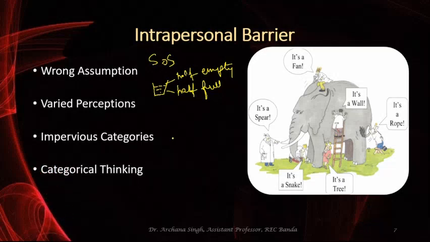Categorical thinking is when people feel that they know it all. They are also known as pansophists. Pansophists are the people who feel that they know each and everything. So this type of thinking exists in people who feel that they know everything about a particular subject and therefore refuse to accept any further information on any topic.